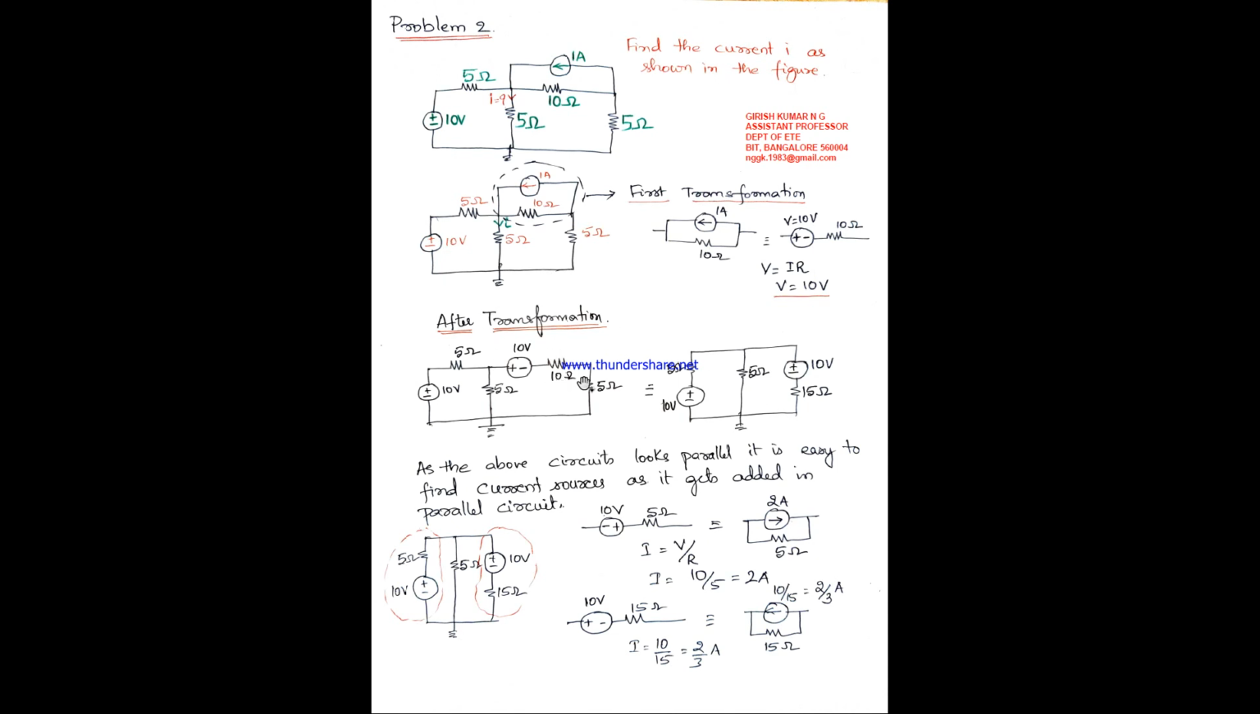Okay, now 10 and 5 are in series. So 10 plus 5 is 15 ohms. So can I write the circuit in this manner? See, 10 volts in series with 5 ohms. Yes, 10 volts in series with 5 ohms. They both are in parallel with 5 ohms. So this entire circuit is parallel with 5 ohms, and that is in parallel with this entire series combination. So 15 ohms and 10 ohms. So this is the circuit which I get if I convert this parallel to series.